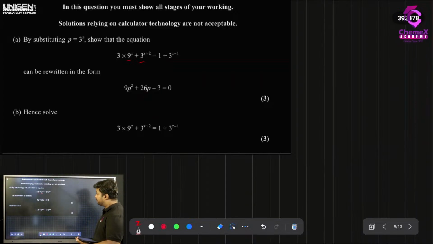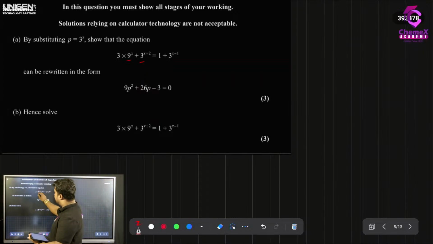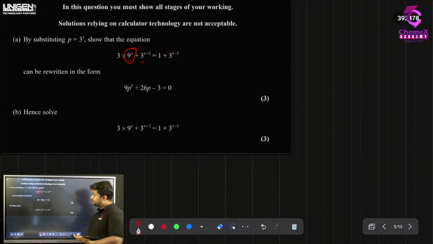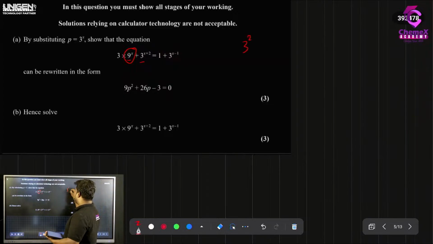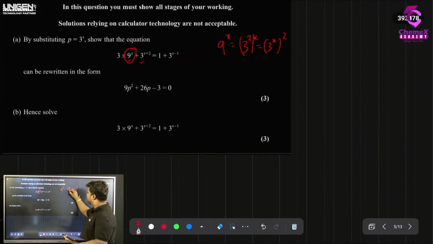So how do you do? 9 to the power x can be written as what? 9 to the power x is 3 to the power 2x, right? So if I break it, 3 to the power x, like this also I can write, right? 9 to the power x. Got it or not? So I can write this as p squared.